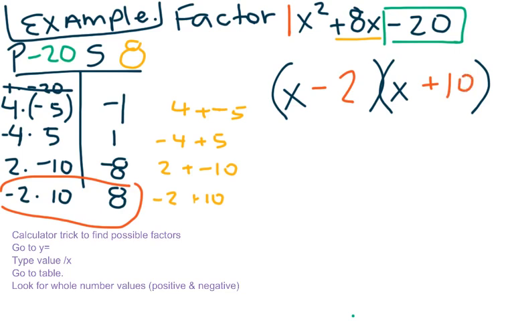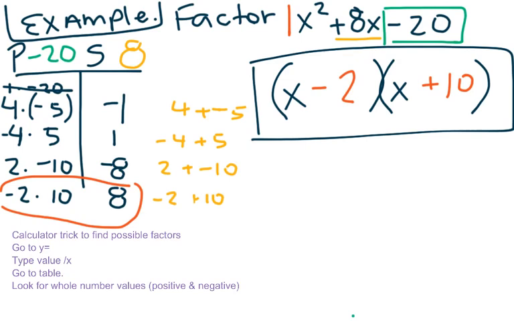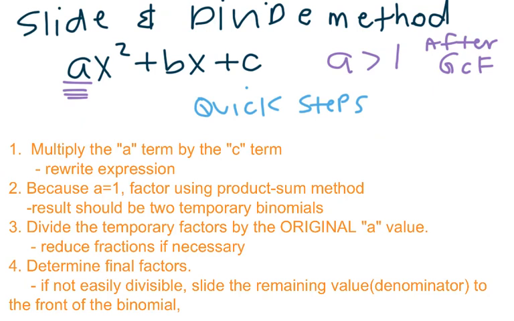Also, remember that your inverse rules apply as well. You could have had 10 and negative 2. So plus 10 could have gone first and then negative 2. All of those are okay as long as you can identify the complete and correct factors. So once you have your factors, you can always go back and check your answer to make sure you get the original. Okay? All right, so here are your quick steps real quick using the slide and divide method.